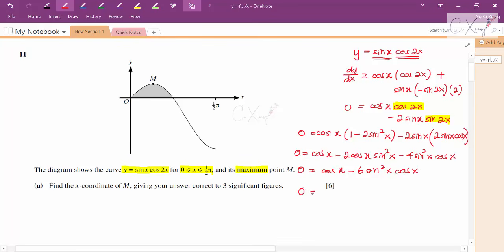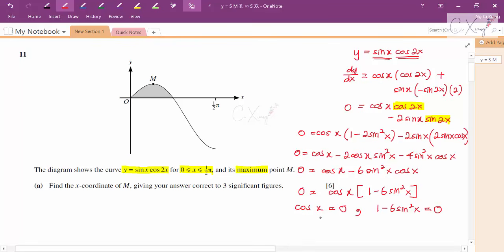When we come to this step, you can see that there's a similar term, which is cos x, in the whole equation here. So I will factorize out the cos x, then I will have 1 minus 6 sine squared x. When I expand using the double angle formula, my main idea is to have the similar term to be factorized. When I factorize out the similar term, I can solve it separately. So I have cos x equals 0, and 1 minus 6 sine squared x equals 0.